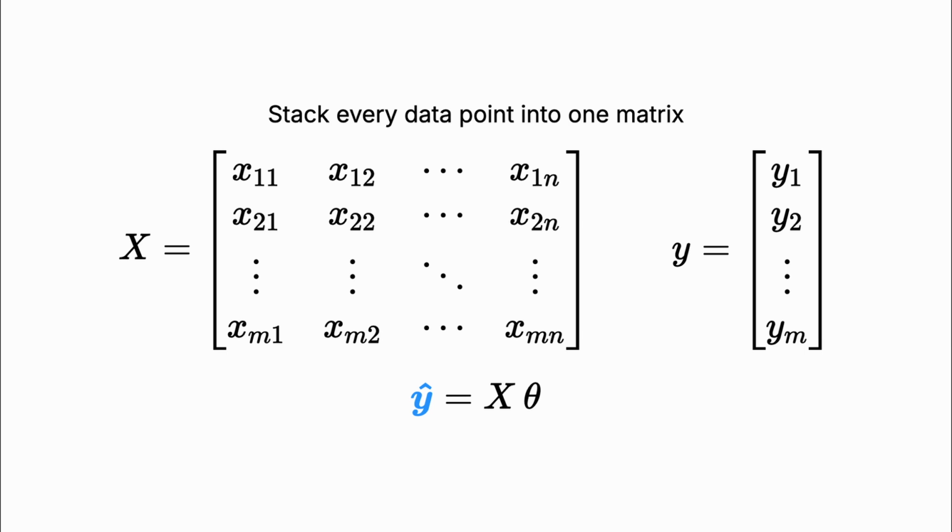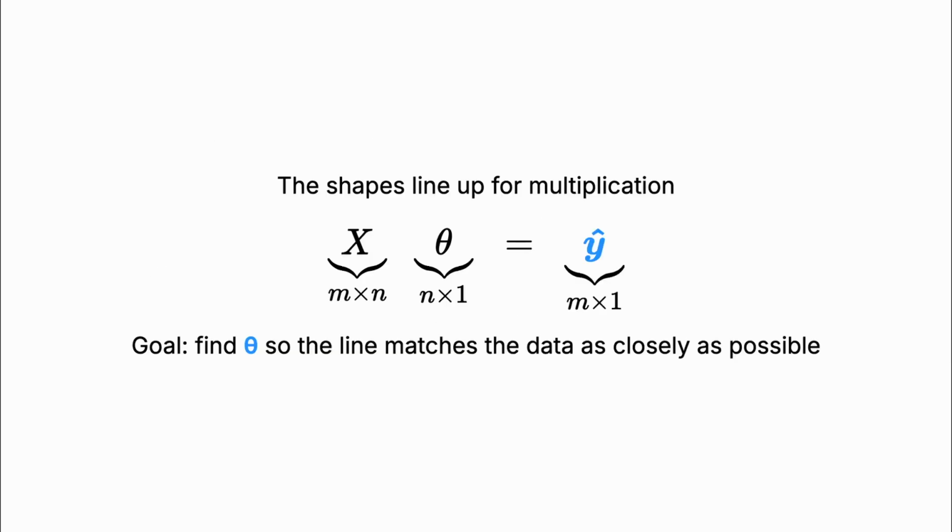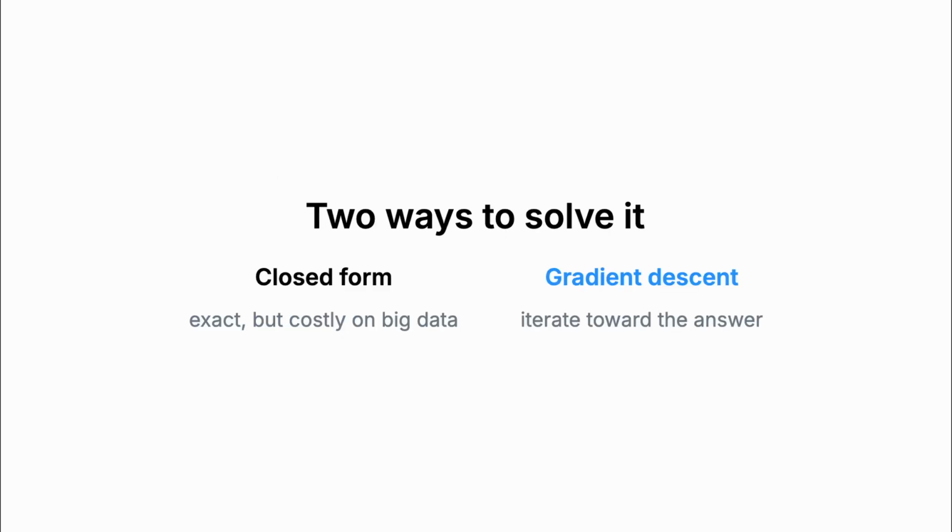People also often add a column of ones to the matrix so that the first weight takes on the role of the bias or y-intercept. Then our goal is to find the slopes or weights and the y-intercept for our function so that it matches our data as closely as possible. There are multiple ways to do this.